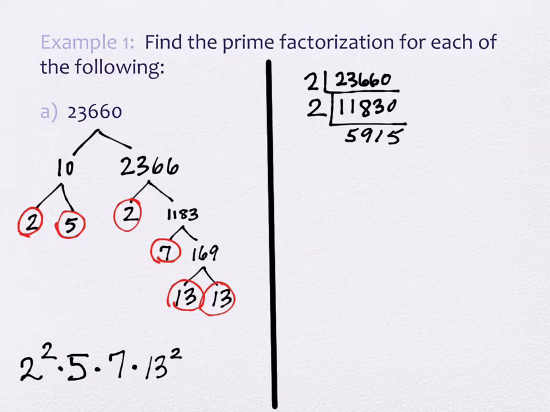No. And then we check 3. Does it divide by 3? Nope, it doesn't. So what's the next number after 3 that's prime? 5. It definitely divides by 5 because it ends in a 5. So if I divide 5,915 by 5, what do I get? 1,183. That's a familiar number. We've seen that before today, right? You betcha. Does it divide by 5 again?